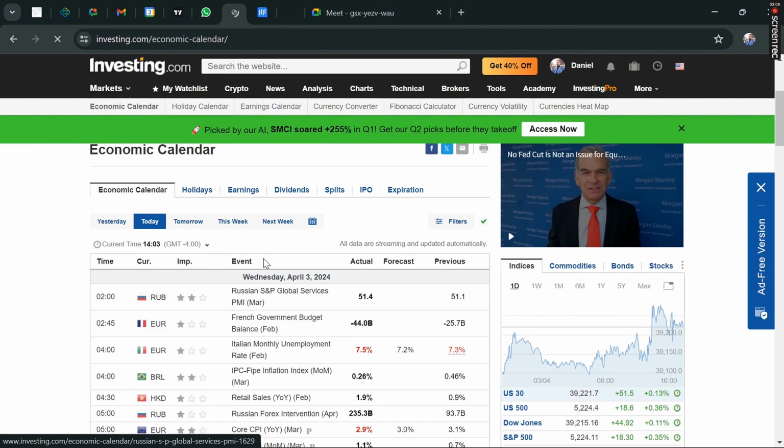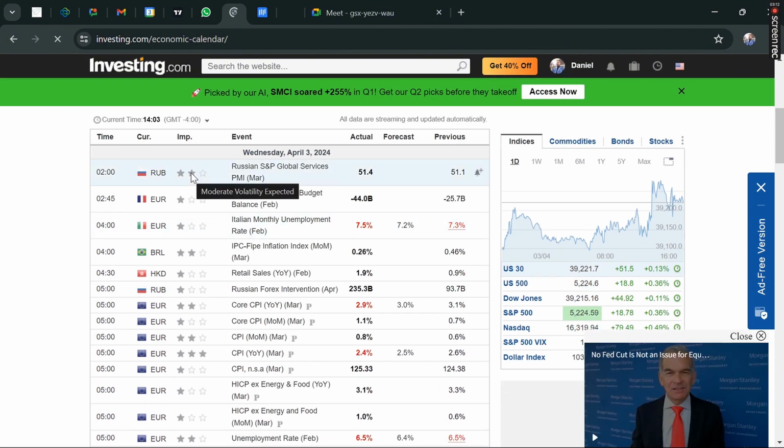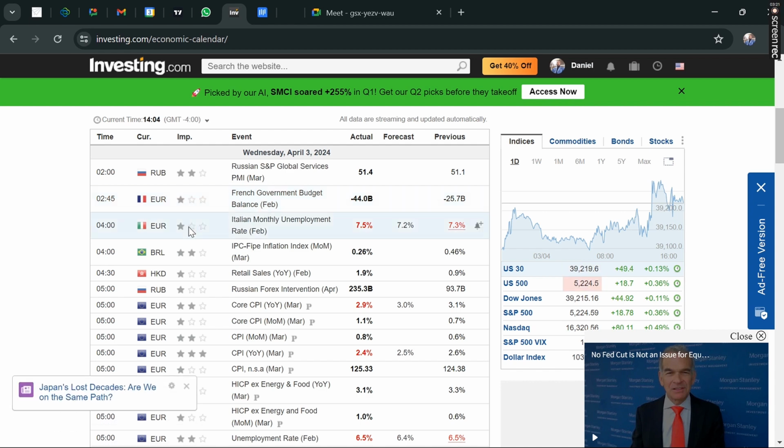Like I said, in investing.com, when you see 2 stars, that means moderate volatility expected. When you see 1 star, low volatility expected. When you see 3 stars, high volatility expected. Remember what I said: actual, forecast, previous. If the actual is greater than the forecast, it's good for the currency. But if the actual is lesser than the forecast, it's bad for that particular currency. Let's return back to the chart.